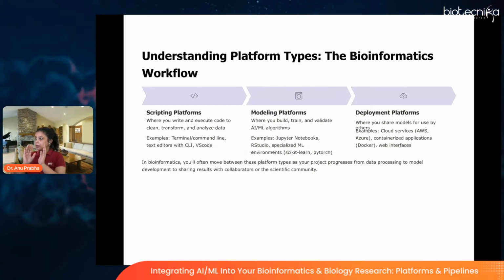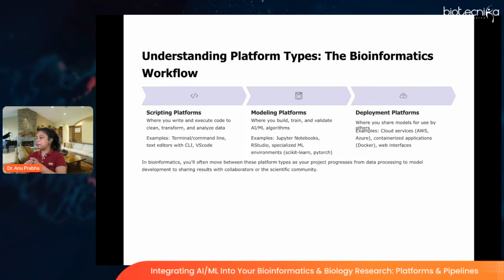So now, given that outcome, having scripting platforms, modeling platforms, and deployment platforms together is what will enable me to run the entire product from end to end.